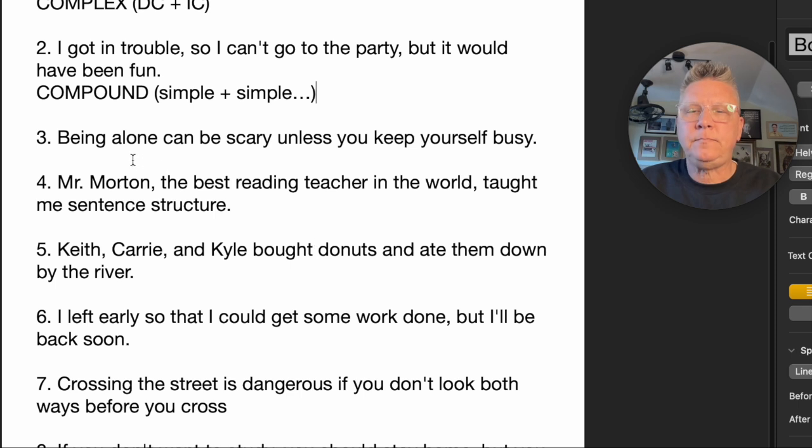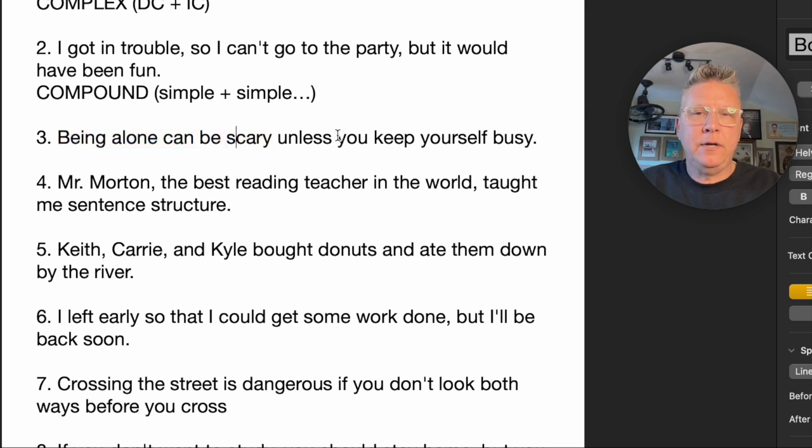Next one. Being alone can be scary unless you keep yourself busy. All right, so again, what are my subject and verbs here? Now here's what's interesting. Being alone is a concept. That's a noun. So this is a subject, can be is a verb predicate. So being alone can be scary, right? That's a standalone sentence. It's a simple sentence. You have a subject and a verb, can be, and then an adjective, scary.